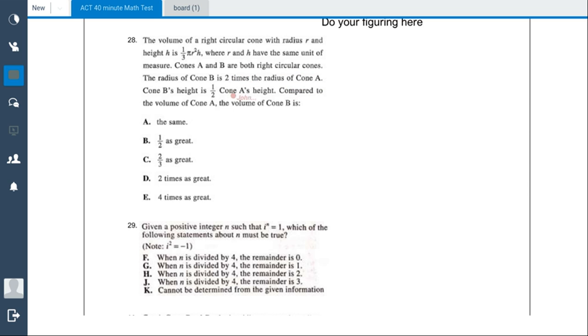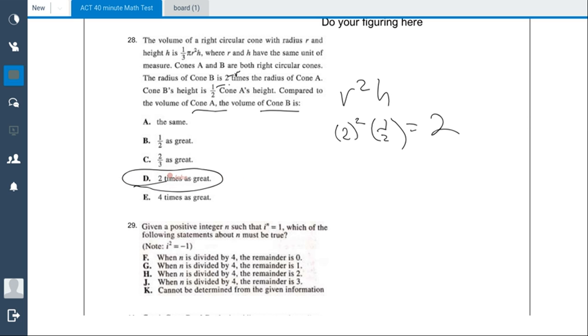Okay, so it says compare the 2 volumes of A and B, and they're both right circular cones, but the radius, that's your R, is twice as big, and the height is half as much. So I'm looking at R squared and H to find the overall difference. So if I square 2, and then I multiply by 1/2, that means that that is going to be twice as big, because it's 4 divided by 2. So D is my answer.